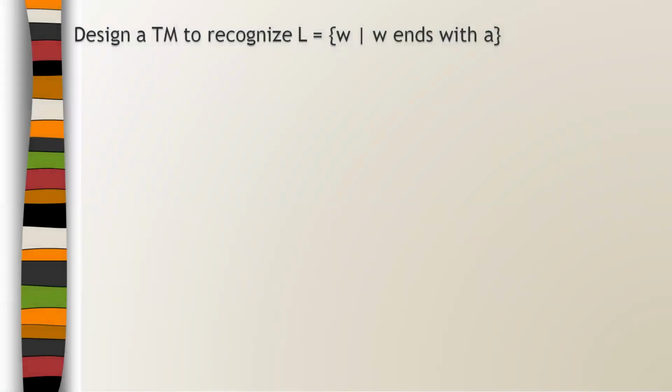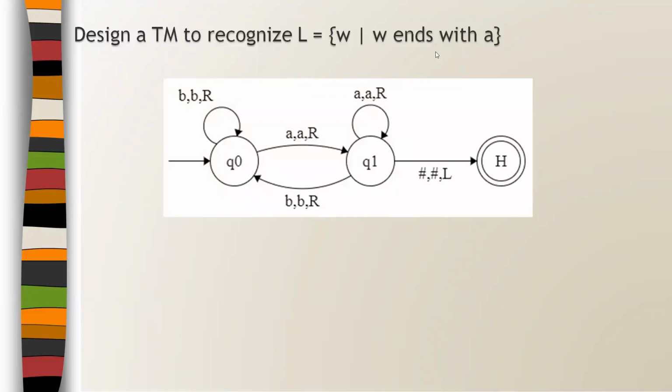Now we will discuss a real example in which we design a Turing machine for L equals W, where W ends with A. It means that in any circumstances, your machine will halt when the last symbol is A. You can start initially with A or B, whatever, but the last symbol must be A. If we want to design a DFA or finite automata for this machine, we can easily do it.